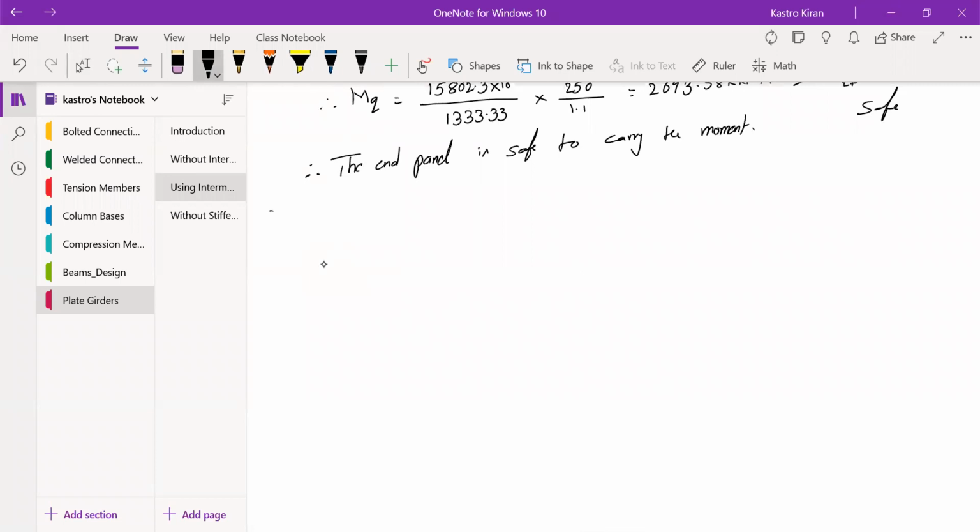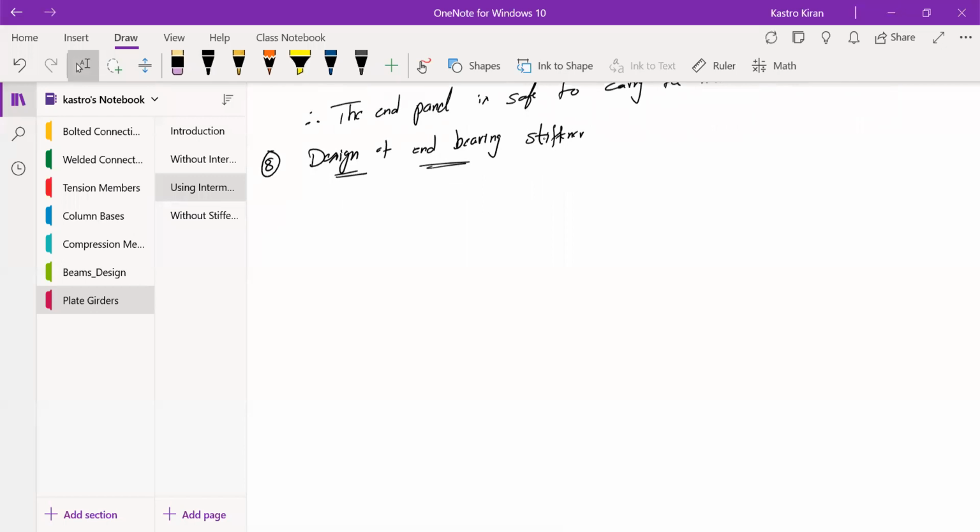Remember, it is not just that you have to design the intermediate stiffeners. If you are providing intermediate stiffeners, you also have to provide the end bearing stiffeners. So in order to provide end bearing stiffeners, I'll write the step: design of end bearing stiffener. You have to design this, first for the force due to moment.